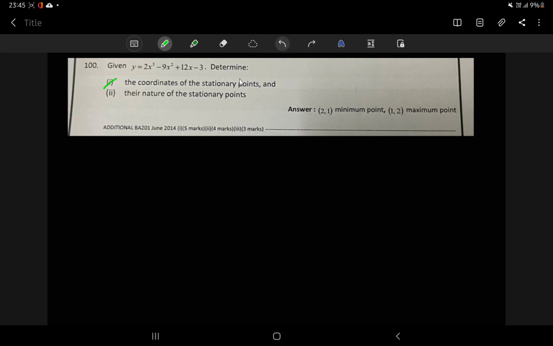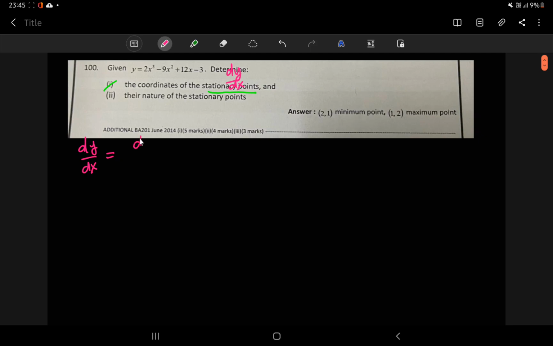So stationary point, by definition, if you learned in the Addmath class, is basically what? dy over dx, right? We need to find dy over dx first. dy over dx of this function is d over dx of 2x cubed minus 9x squared plus 12x minus 3. So we need to evaluate the derivative of each term with respect to x.